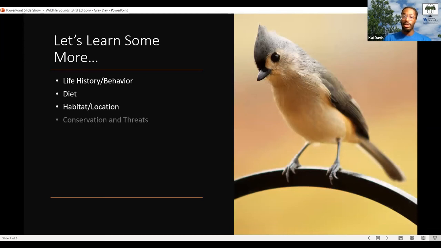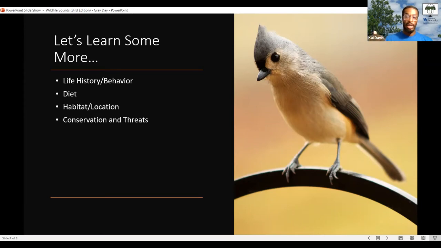All right. So, in terms of conservation and threats, like I said, they're really common, especially in these areas, and the population has actually increased from 1966 to 2019. Estimated population about 12 million. So it's a species of low conservation concern, which is good.